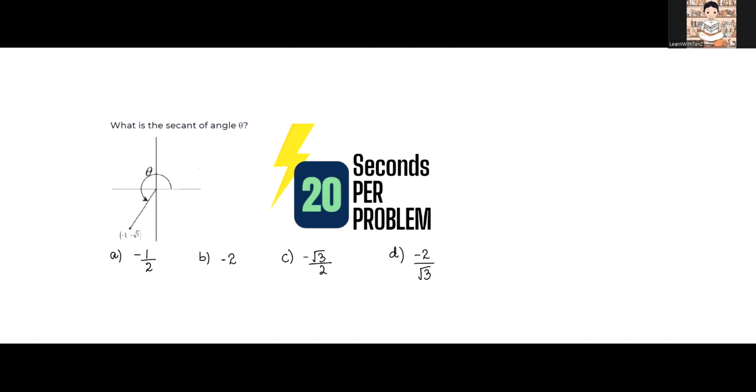The question here is, what is the secant of angle theta? You're given a diagram and the options. You should be able to do the question in 20 seconds if you know the right way to do it. And you should know the special triangles, the 30, 60, 90 triangle and the 45, 45, 90 triangle.